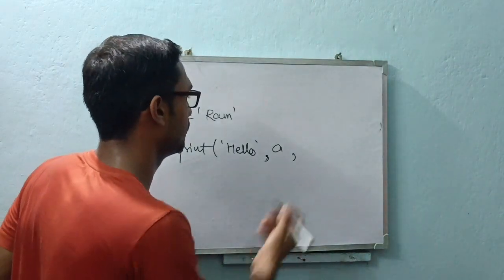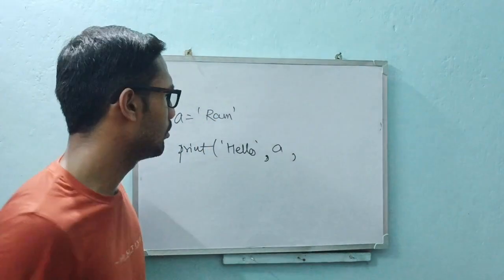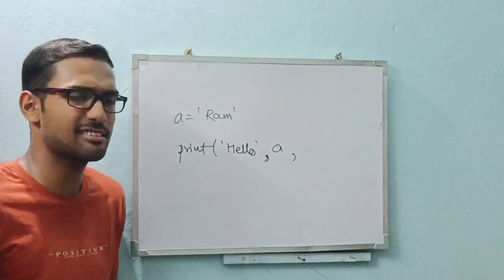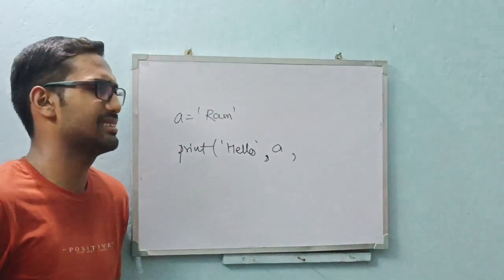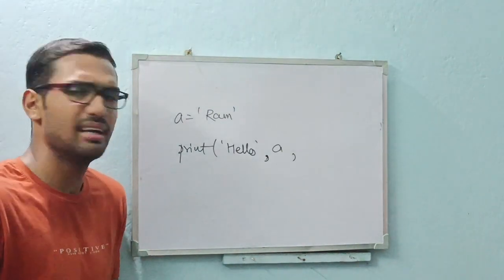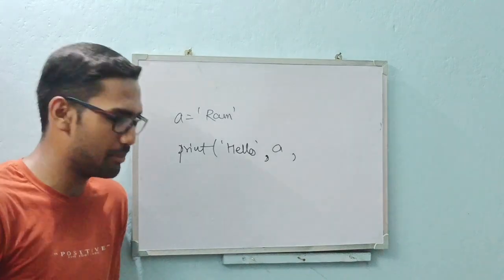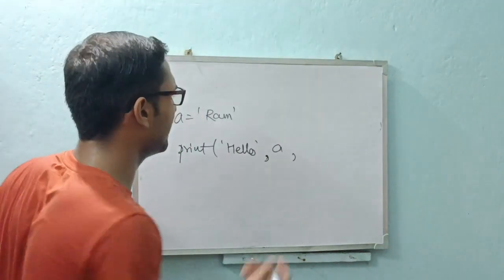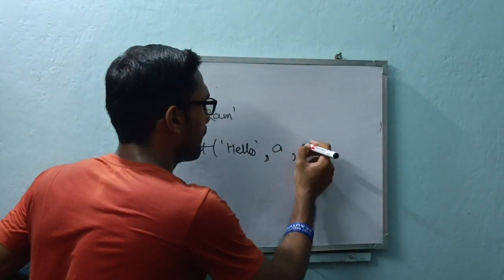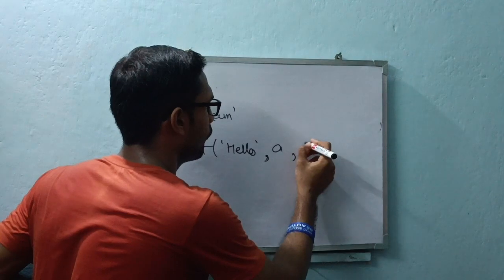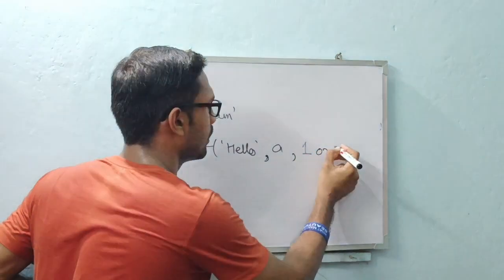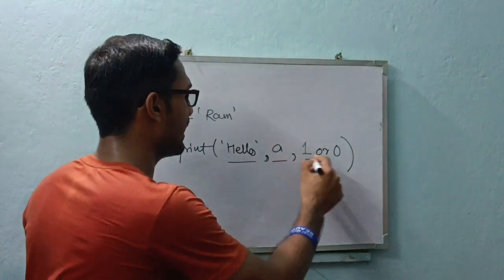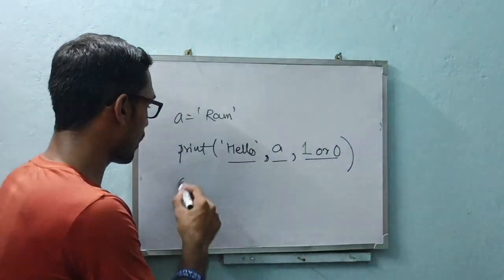And let me write an expression. It can be anything, a relational expression, logical expression, arithmetic expression. I'm using only arithmetic, but it doesn't mean that only arithmetic can be used. You can use any expression. So let me use 1 or 0. Okay, so there are 3 parameters, 1, 2 and 3. So this is a string, so what will be the output?